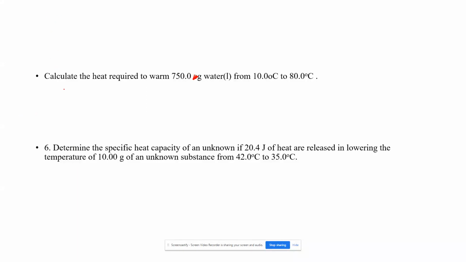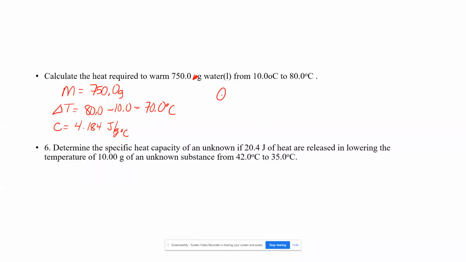So let's list out: my mass is 750 grams. Look at your delta temperature, the change in temperature. So final minus initial. So we raised it 70 degrees Celsius. And it's water. Water, I'll give you this, and in fact I gave it to you right above, 4.184 joule per gram degree C.